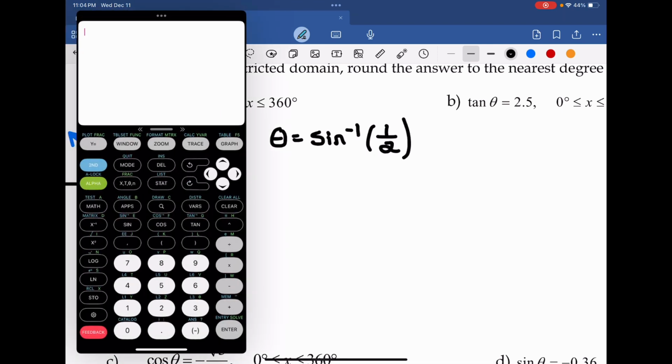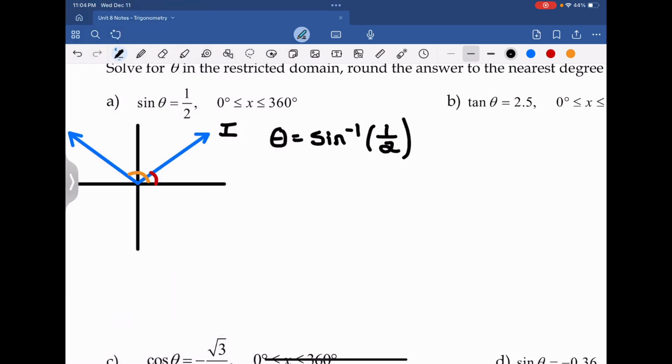And when we type this into our calculator, make sure it's in degree mode. You're going to go shift and then the sine inverse button, if you have the Casio, or second and then sine. And we're going to type in the fraction of 1/2. Close the bracket here. Enter. We end up getting that it's 30 degrees.